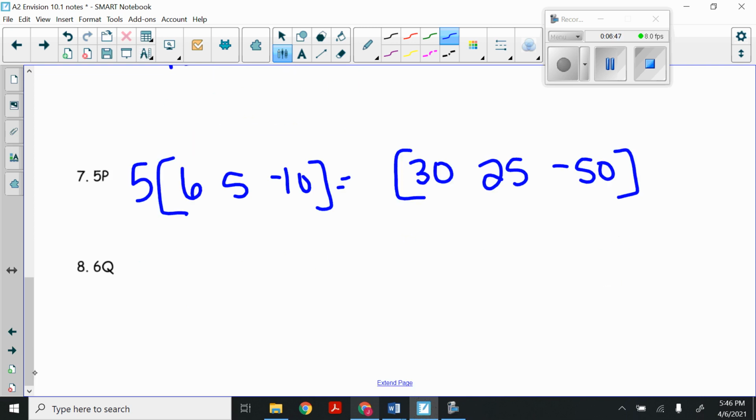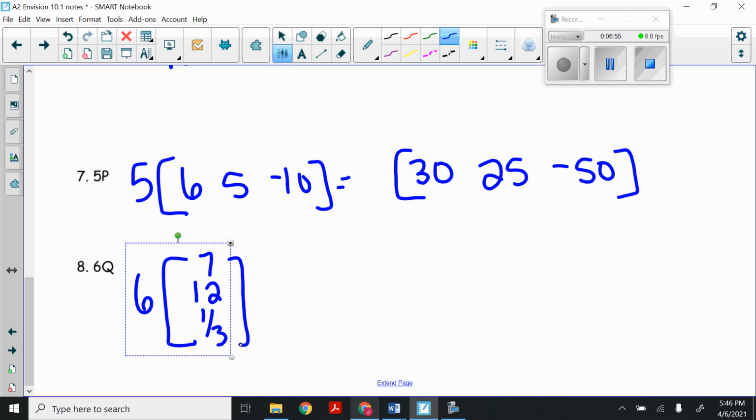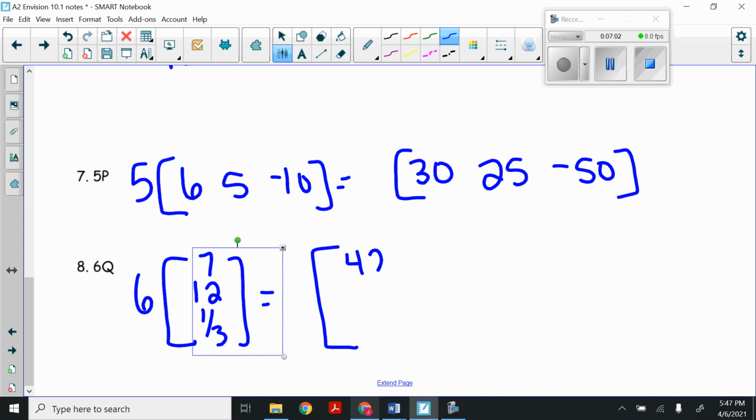Number 8, 6 times Q. So 6 times matrix Q. 7, 12, and 1/3. So my matrix is a 3 by 1. My answer will be a 3 by 1. 6 times 7, 42. 6 times 12, 72. 6 times 1/3, 2. There's our answer.